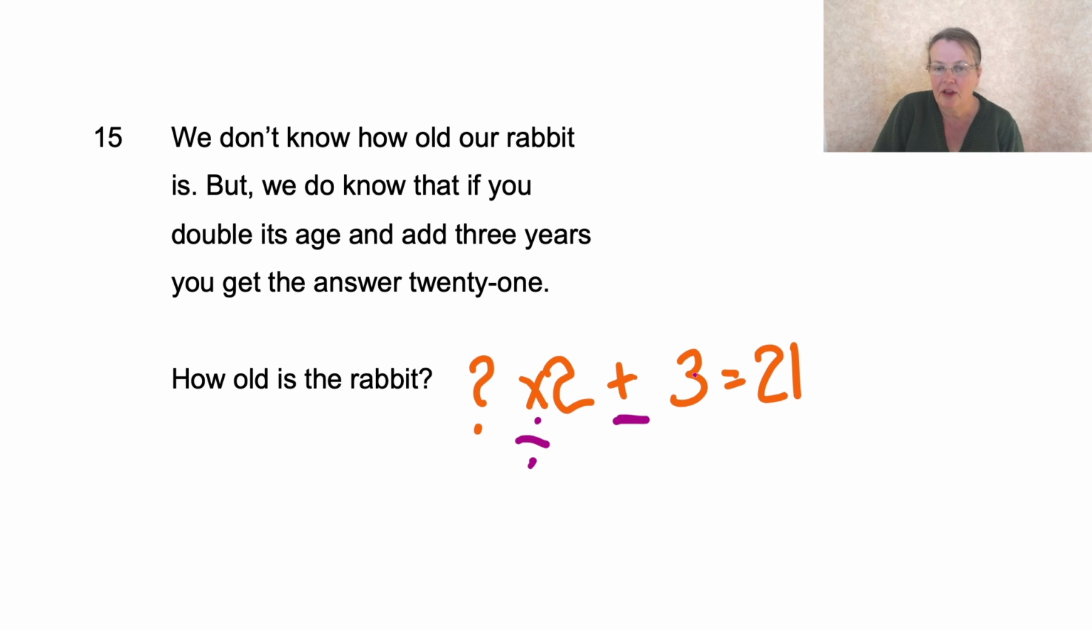21 take away 3 is 18. Write it down. Divided by 2 equals 9. And now to check it, we go back the right way. 9 times 2 is 18, plus 3 is indeed 21. So that's our answer.